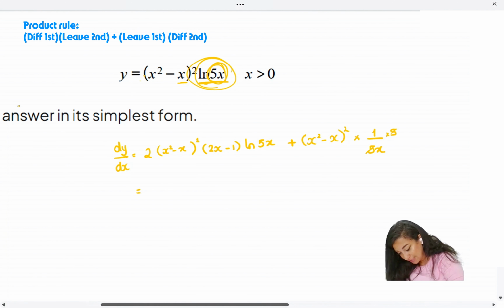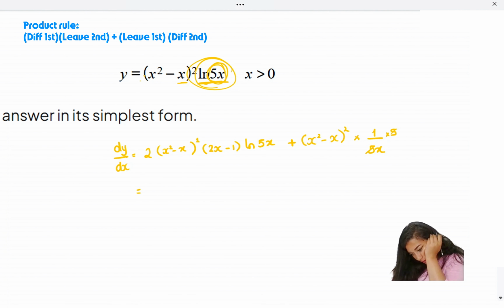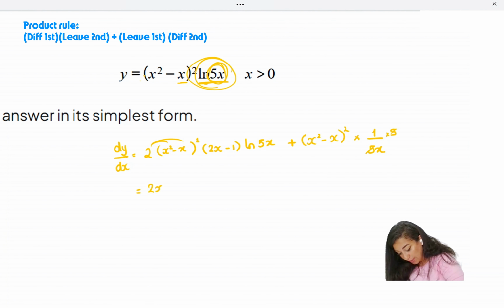So dy over dx equals, we can multiply. Oh, we can do a lot with that, can't we? It's to the power of 1, so we could just expand it. Okay, so 2x squared minus 2x, times, remember, because there's brackets, 2x minus 1, and then 5x. Plus, let's rewrite that. We know this will cancel out, so it's 1 over x, times x squared minus x, all squared.